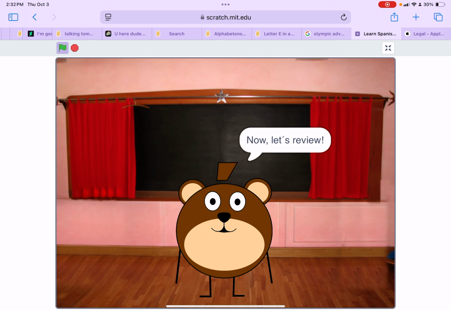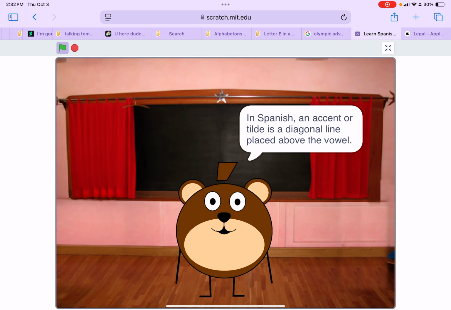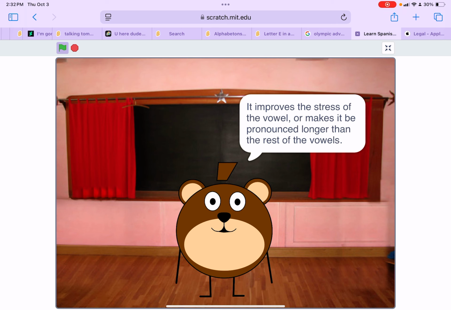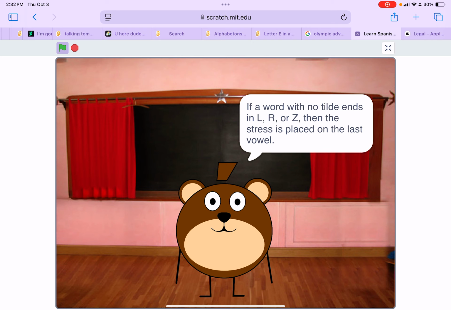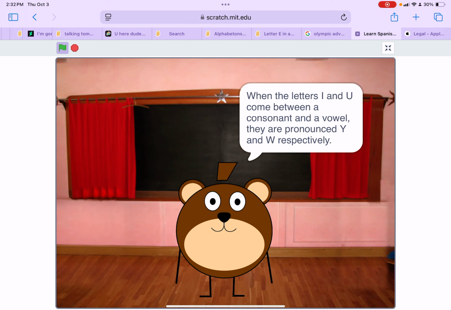Let's review. In Spanish, an accent or tilde is a diagonal line placed above the vowel. It improves the stress of the vowel, or makes it be pronounced longer than the rest of the vowels. When a word has no tilde, the stress is placed on the second to last vowel. If a word with no tilde ends in L, R, or Z, then the stress is placed on the last vowel.